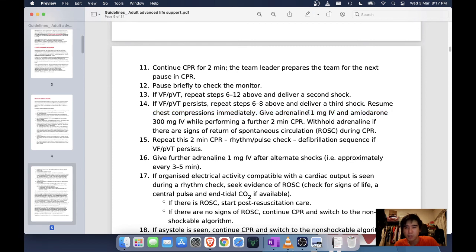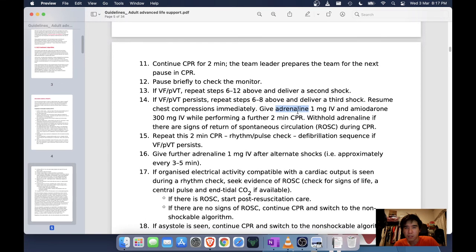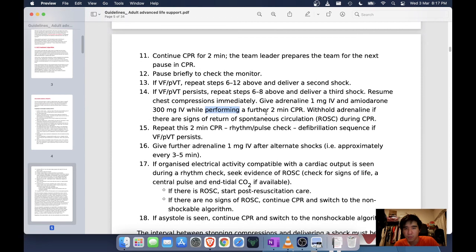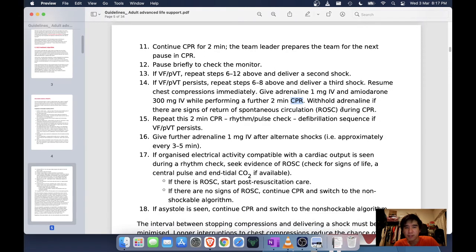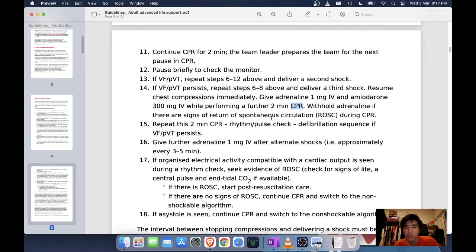Notice that adrenaline here is IV and not IM, since this adult advanced life support is not anaphylaxis. You assume that this patient is in hospital and has IV access. So 1 mg IV, amiodarone 300 mg IV, while performing a further 2-minute CPR. Withhold adrenaline if there are signs of return of spontaneous circulation during CPR.